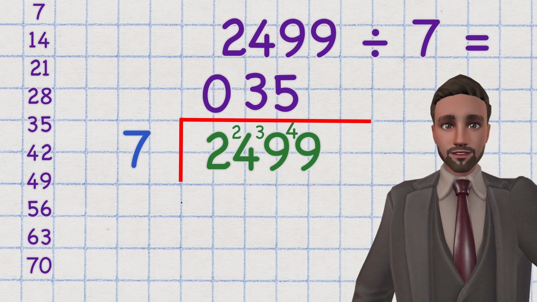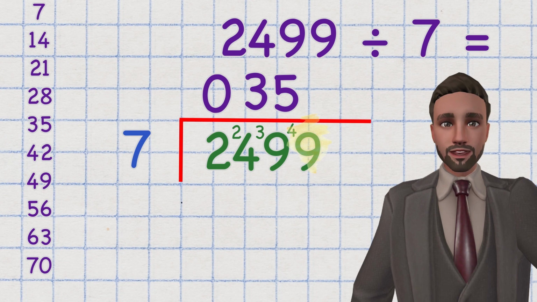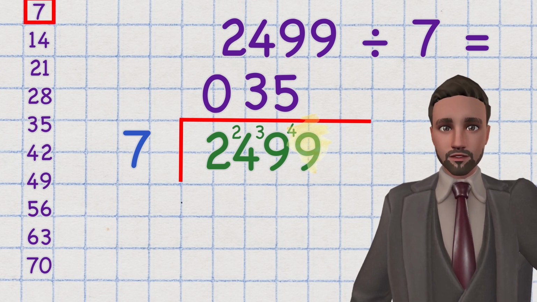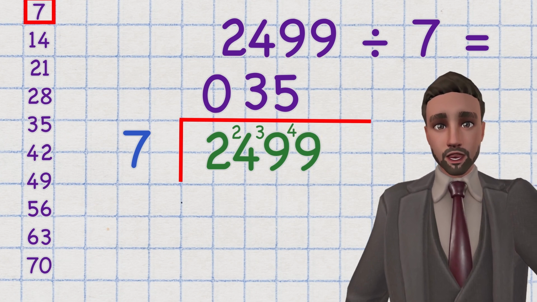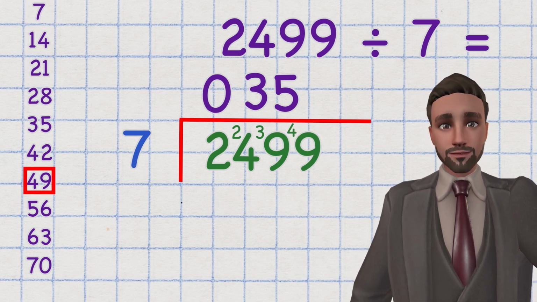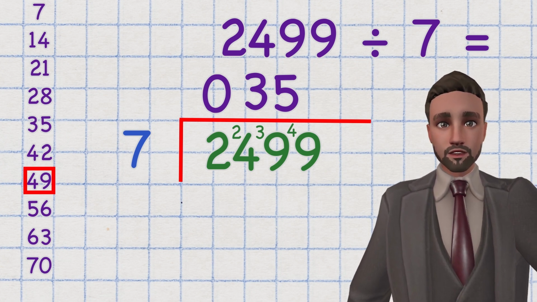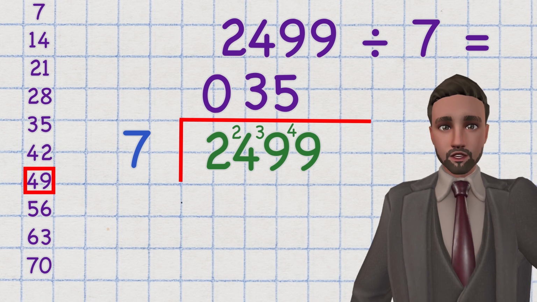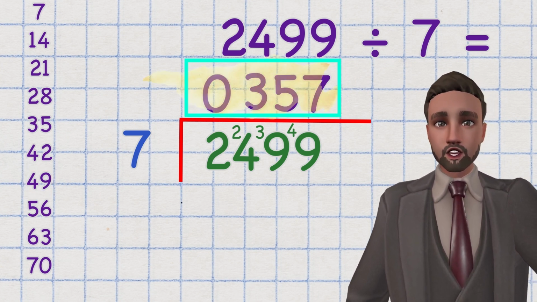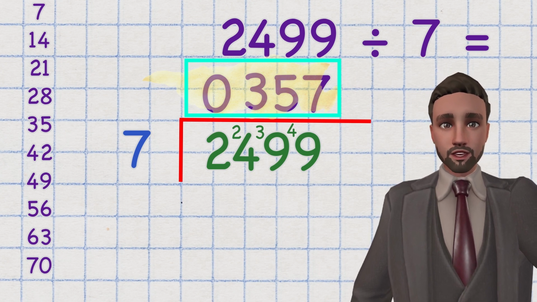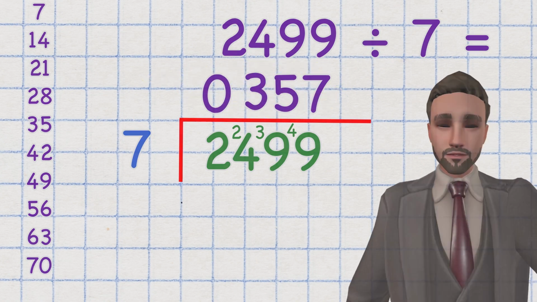4 tens and the 9 ones in my last digit makes 49. And finally, I look down my multiples and see how close I can get to 49 without going past it. Oh look, 49's in my multiples, which means 7 lots of 7 makes 49. 7 groups goes above the answer line, giving me this answer. There is nothing left over because I subtract 49 from 49, leaves nothing to carry, nothing to exchange.